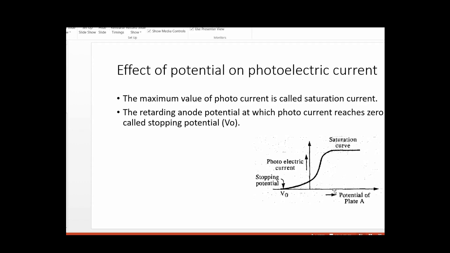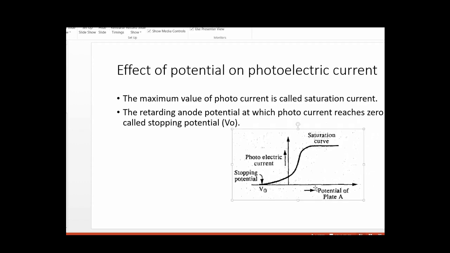As you can see in this graph, when the potential increases on this side, it reaches a maximum value of current, and that current is called saturation current. If I increase the potential in the opposite direction, the photoelectric current reduces and it reaches 0, and when the current reaches 0, the corresponding value of the potential is called stopping potential.